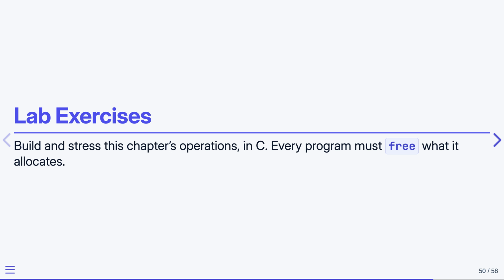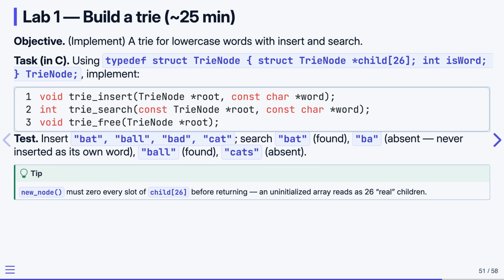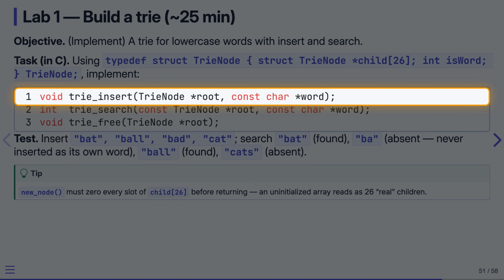Now it is your turn. Let's build and stress this chapter's trie operations in C, and remember to free everything you allocate. For Lab 1, you build a trie for lowercase words with insert and search. You start from the trie node struct, an array of 26 child pointers plus an is word flag. Implement 3 functions. The first is trie insert.